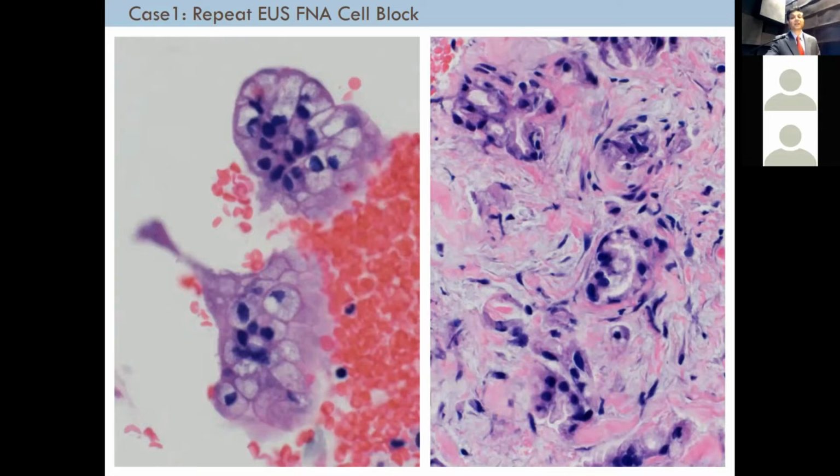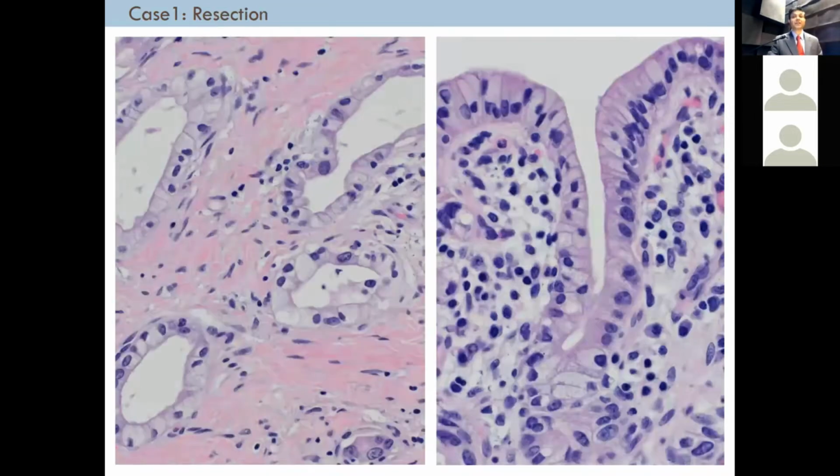The most helpful preparation in this repeat sampling was actually the cell block, which showed these epithelial groups with abundant foamy cytoplasm and racinoid nuclei. Also present were fragments of stromal tissue that were infiltrated by these small, very abnormal appearing glands with irregular outlines. So based on all these features, we were able to call this malignant. The patient underwent neoadjuvant chemotherapy and a Whipple resection was performed.